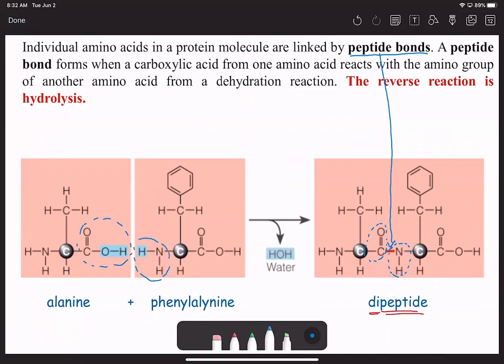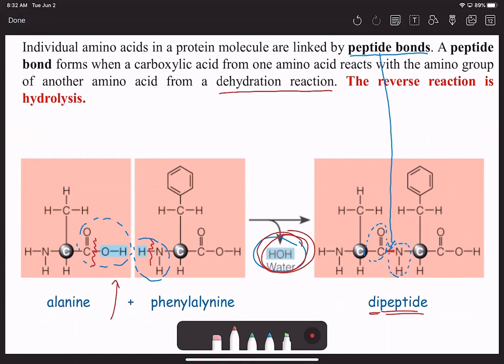And then we're also going to create a little bit of water, because we're going to end up breaking this bond here. We break this bond here, we break this bond here, and that's going to create our water. And then our peptide bond is formed, and it joins those two amino acids together. So this happens to be a dehydration reaction, in that we're removing water from these molecules. The reaction is reversible.